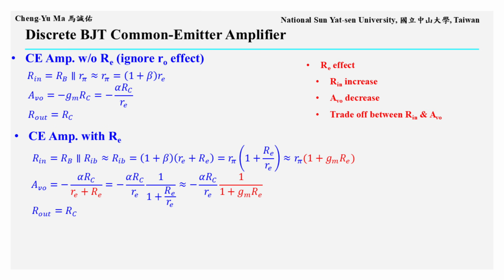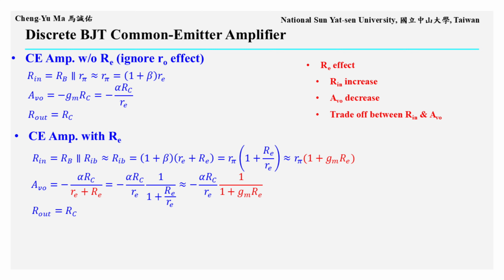Now we compare the discrete CE amplifier with and without the small signal emitter resistor Re. If Re equals 0, the input resistance is Rb in parallel with rπ. Under typical conditions, Rb is much larger than rπ, so Rin is approximately rπ, which is 1 plus beta times re. The open circuit voltage gain is negative gm times Rc, or equivalently negative Rc over re.